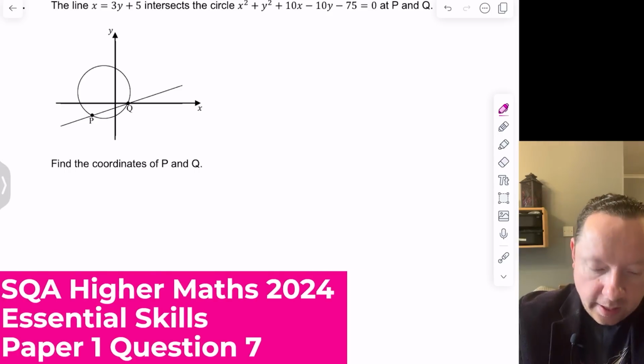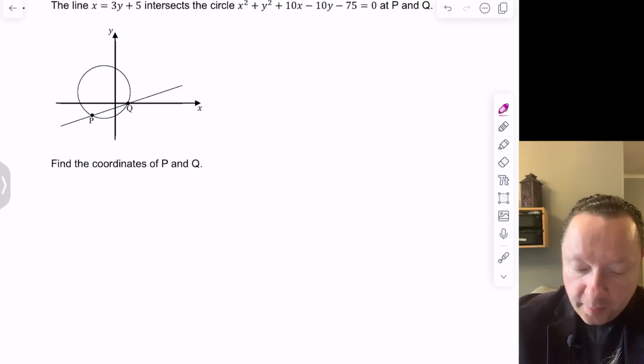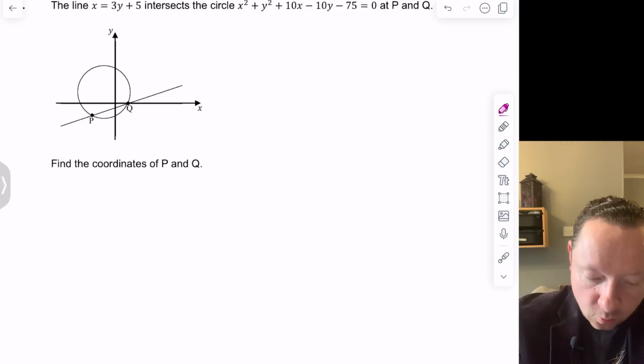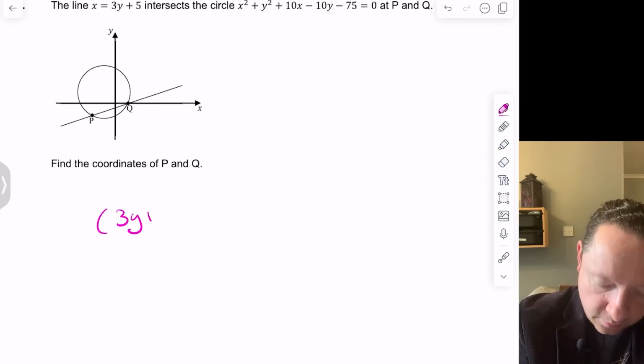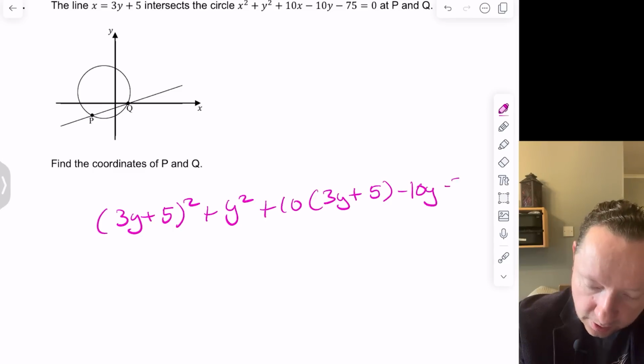The line x equals 3y plus 5 intersects the circle x squared plus y squared plus 10x minus 10y minus 75 equals 0 at P and Q. Find the coordinates of P and Q. So this is just subbing in. Usually you're told y, but this time x. You just sub in for x in the equation. So x squared becomes (3y plus 5) squared, plus y squared, plus 10(3y plus 5), minus 10y, minus 75 equals 0. So I expand the brackets.